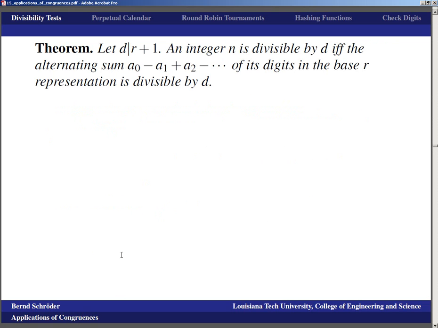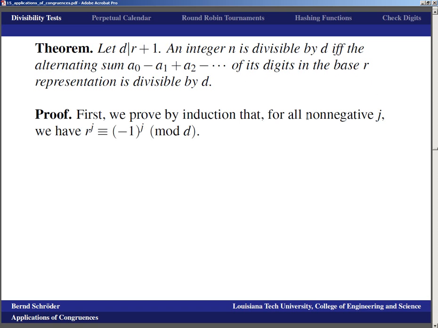And finally, we can also have an analog to the result for 7, 11, and 13, and that is if d divides our base plus 1, then an integer n is divisible by d if and only if the alternating sum of its digits in the base r representation is divisible by d. And that sums up both the result for 11, where we talked about base 10 digits, as well as the result for the blocks of base 10 digits, because that's where the expansion base was just 1000, right?